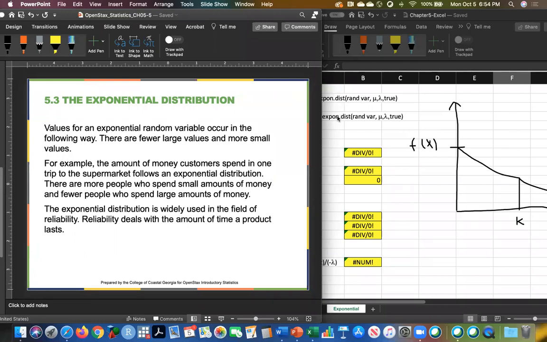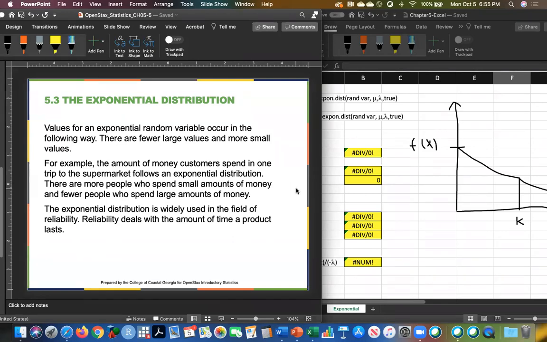We are going to look. We want some values only. So values for an exponential random variable occur in the following way: there are fewer large values and small values at the end. So that's the reason we have this. This value in this case doesn't capture the height of the distribution. For the exponential, what is being computed is what is called the decay factor, right? So you are looking at what is going to happen, and the probabilities are fading as we move on in time.